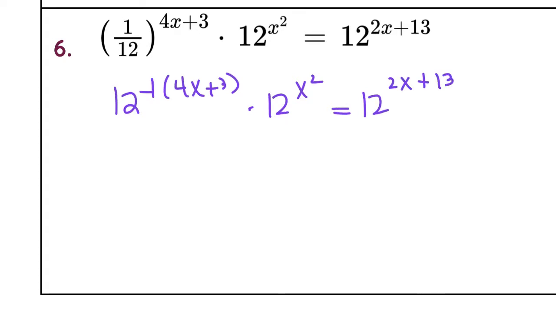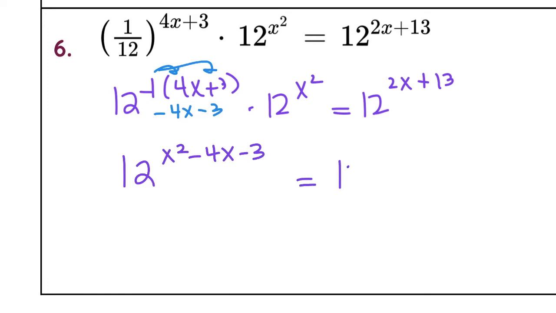Okay, now on the left side, I have two terms. I want to put them together. So whenever, this is a product property, whenever you're multiplying, all you have to do is add their exponents. So actually, I think I forgot a step. That negative 1, we need to distribute it. So that's negative 4x minus 3. Now let's add those exponents. So this would be 12 to the x squared minus 4x minus 3 power is equal to 12 to the 2x plus 13 power.